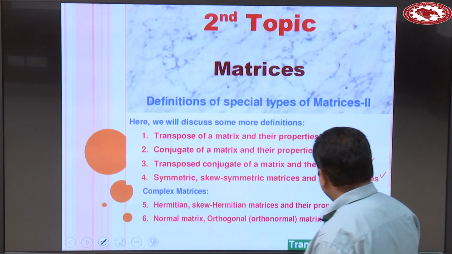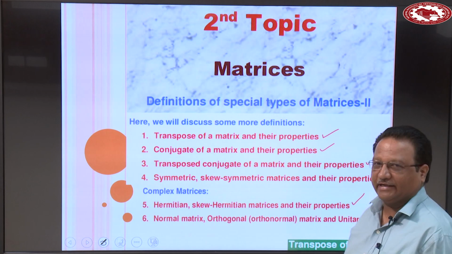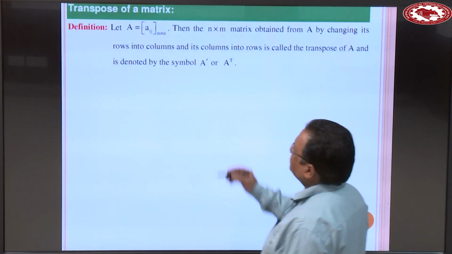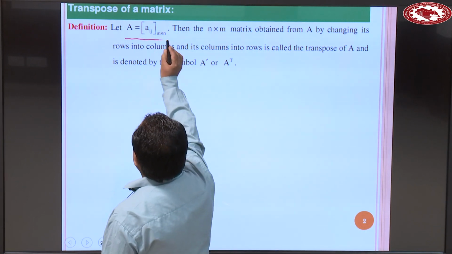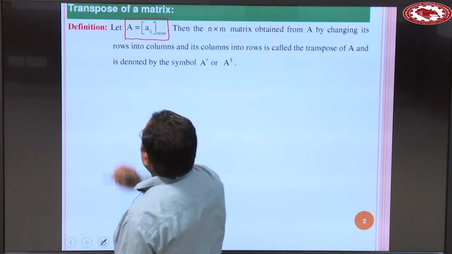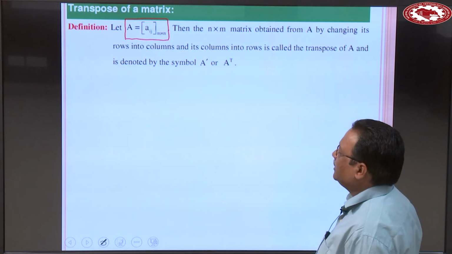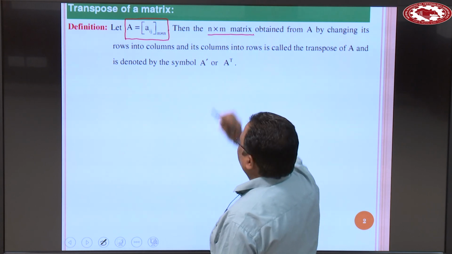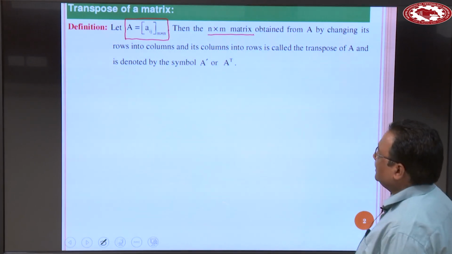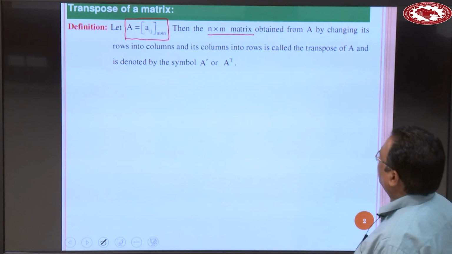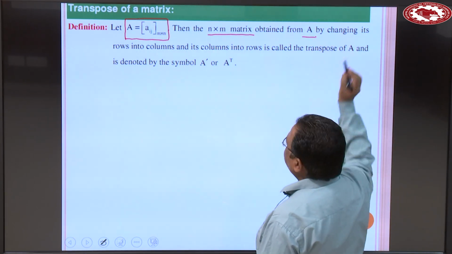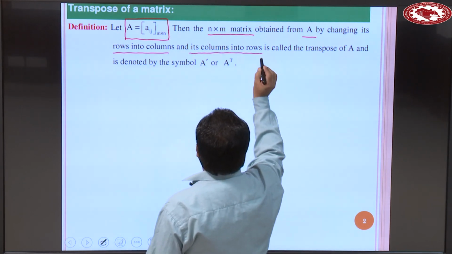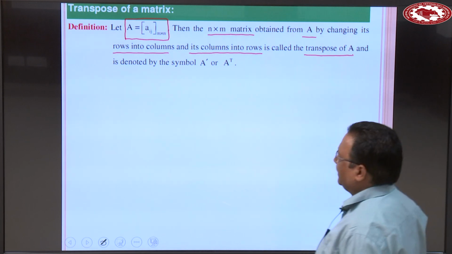So, first is the definition of the transpose of a matrix. Let A equal Aij of order m by n. Then the n by m matrix obtained from A by changing its rows into columns and its columns into rows is called the transpose of A.